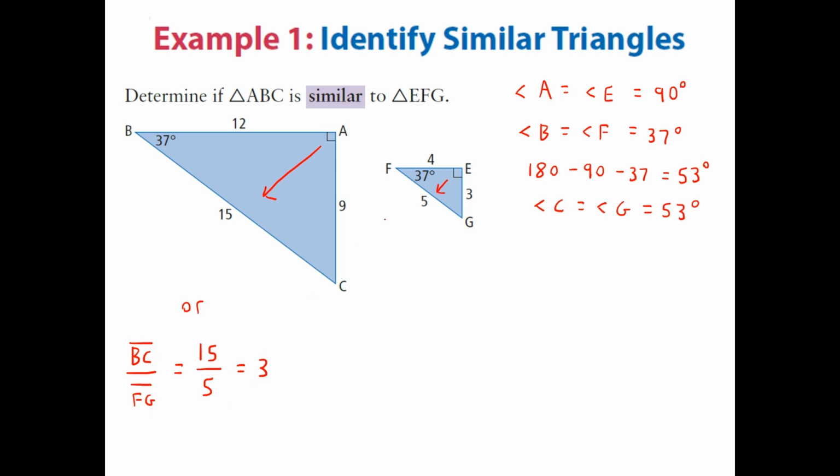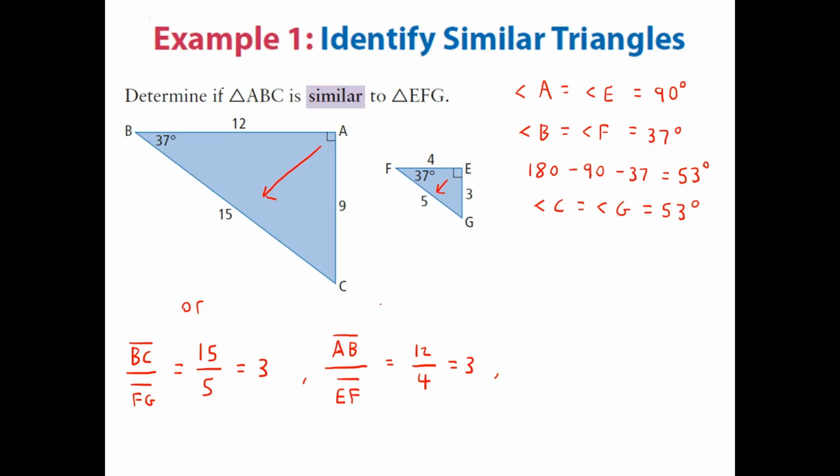So if I were to go from the smaller triangle to the bigger triangle, I would multiply by a scale factor of 3. Great. Now I just have to check the other ones. It looks like AB is going to be corresponding to EF. So I'm simply going to divide those now, okay? AB is 12, EF is 4. 12 divided by 4 is 3. Hence my scale factor is 3 here as well.